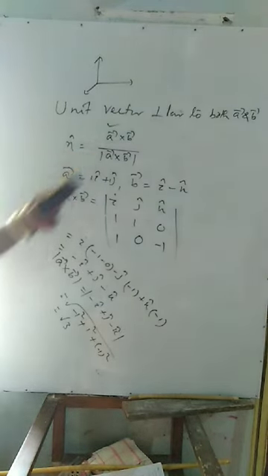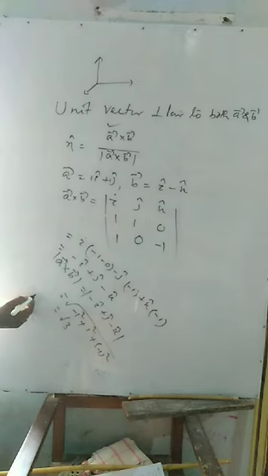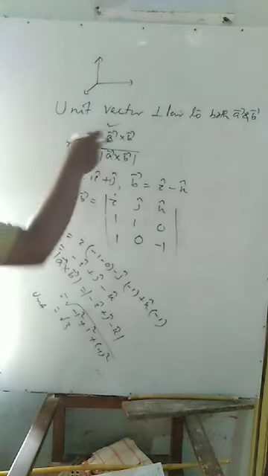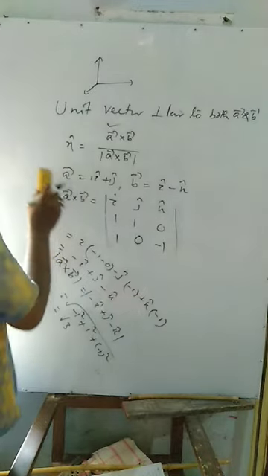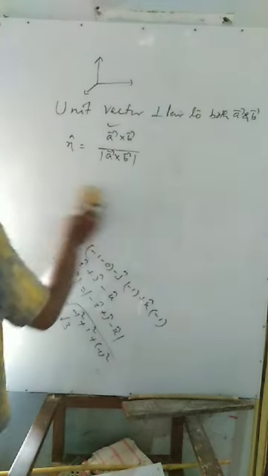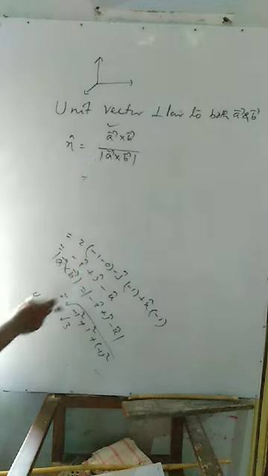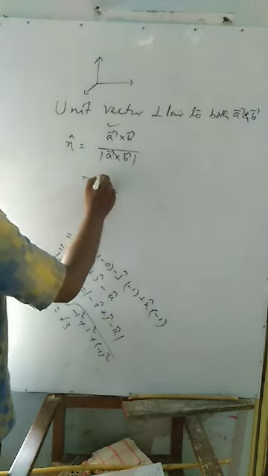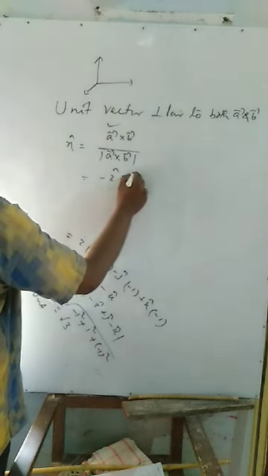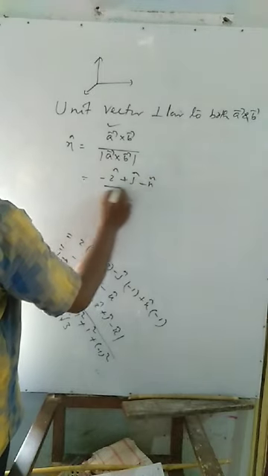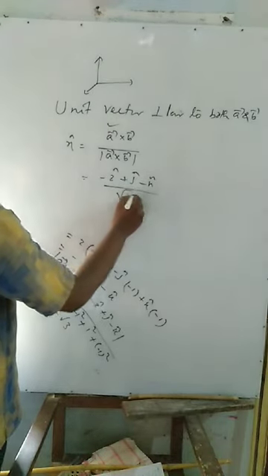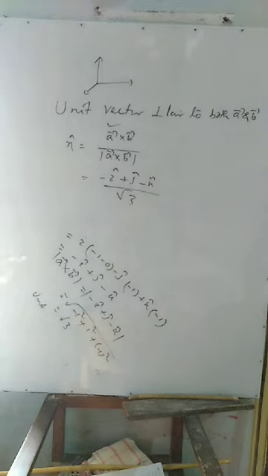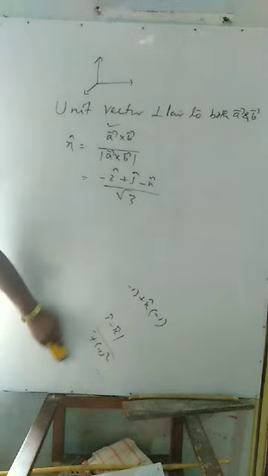Now you apply the formula for the unit vector perpendicular to both A and B. Instead of A cross B you put minus i cap plus j cap minus k cap, divided by root 3 instead of the magnitude. So this is the unit vector perpendicular to both A and B.